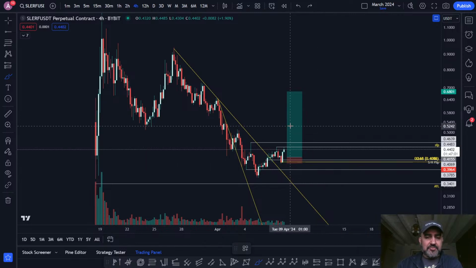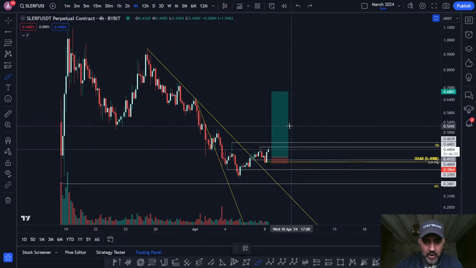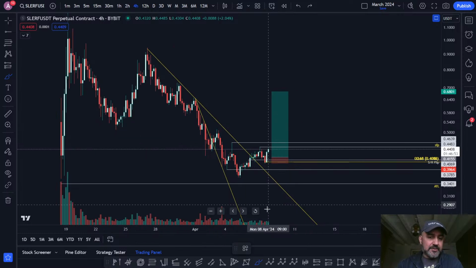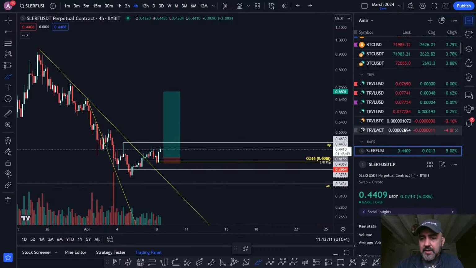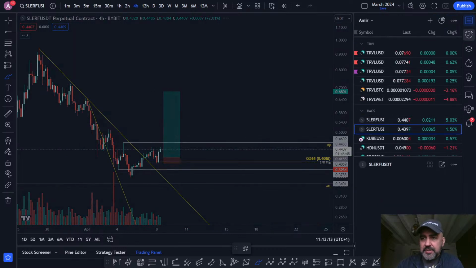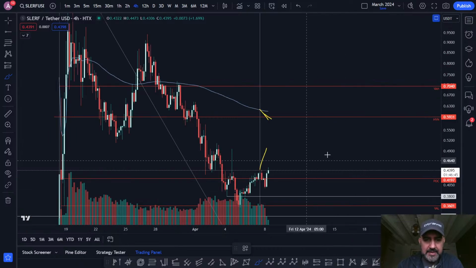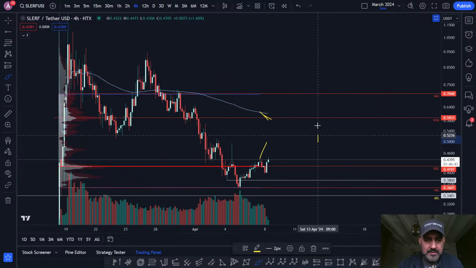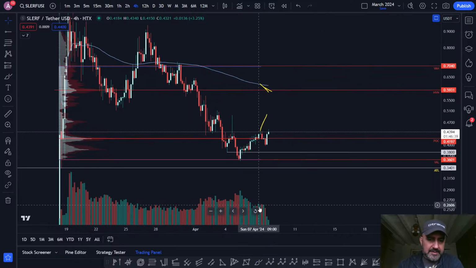It's not necessarily a problem, but I think it's going to be more difficult to hold for longer if we don't see an increase in volume. Okay, and when I look at the HTX chart, you see I'm not seeing the increase in volume yet.